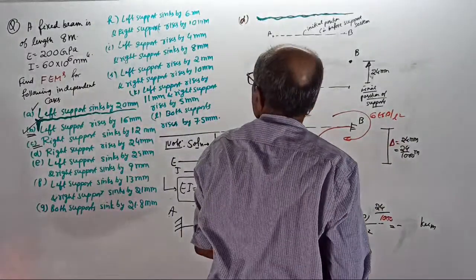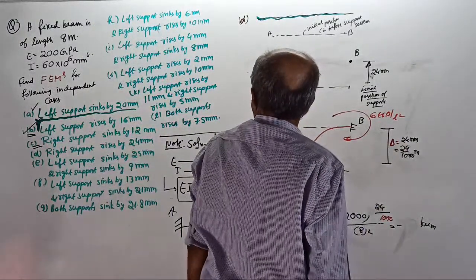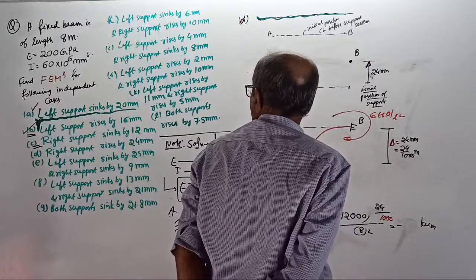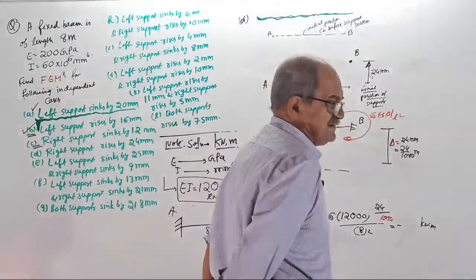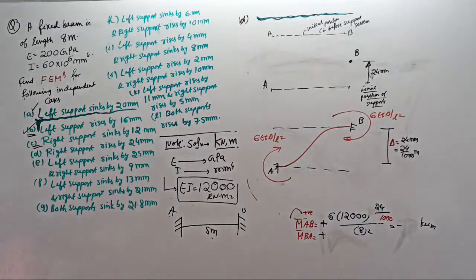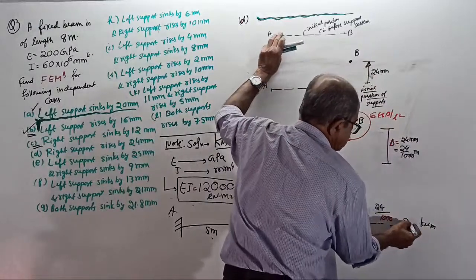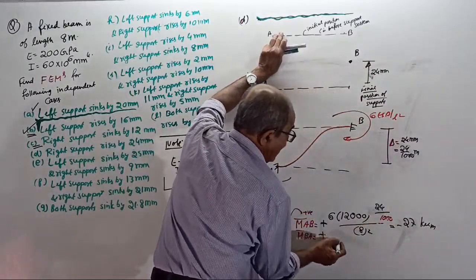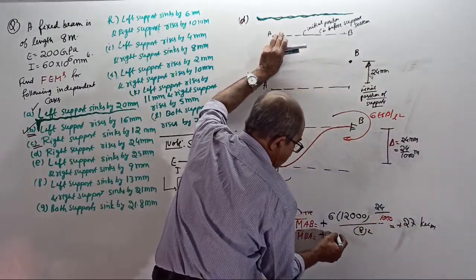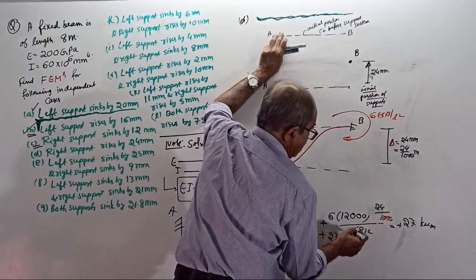Answer. 24, nowhere. How much did you get for 12? 12 double. What you got last time, double will come. How much? 27. This is minus 27 kN meter. This plus. This also plus 27 kN meter.